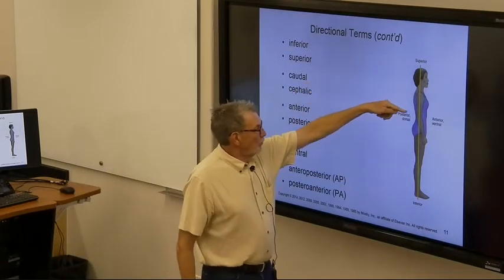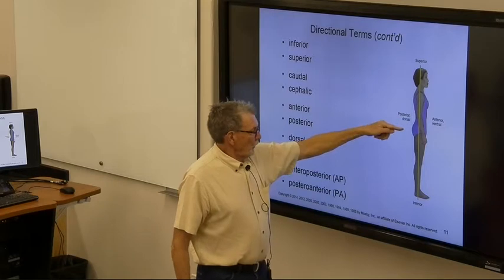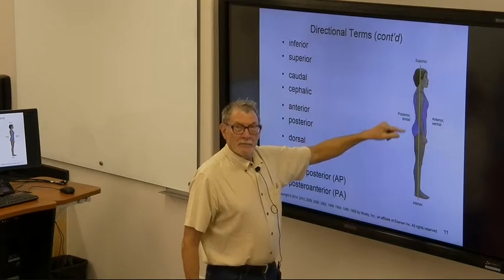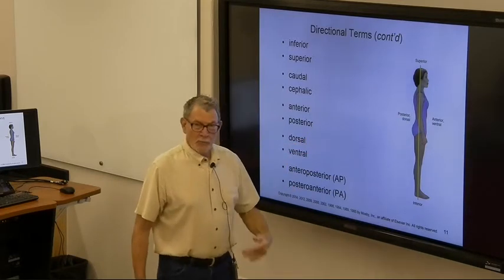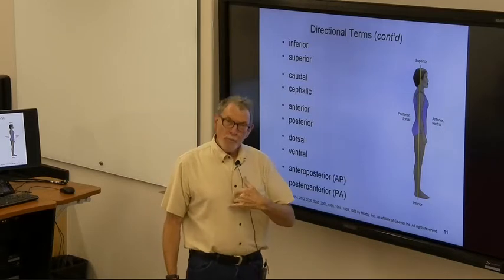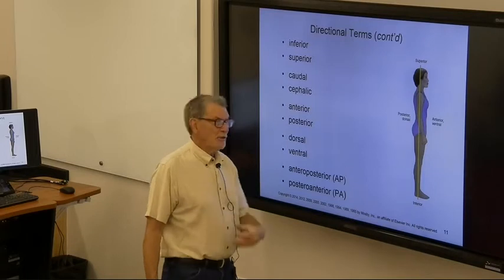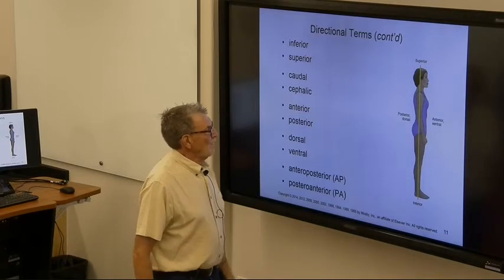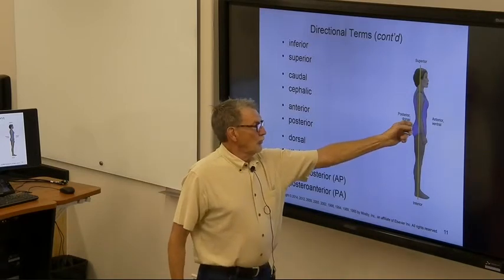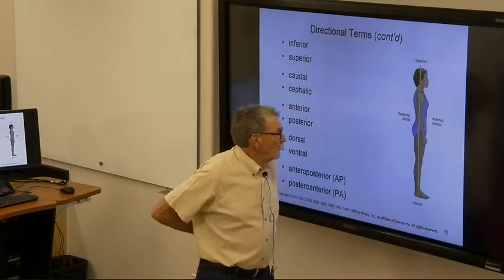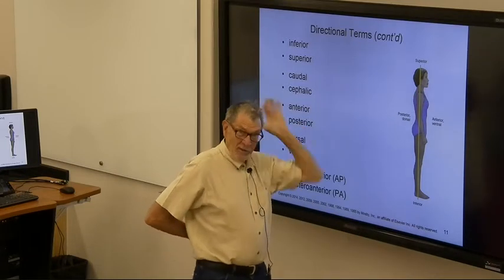Superior is above anything. Inferior is below anything. Superior to the stomach would be right above the stomach. The heart is superior to the stomach. Anterior or ventral is the front. Posterior or dorsal is toward the back.